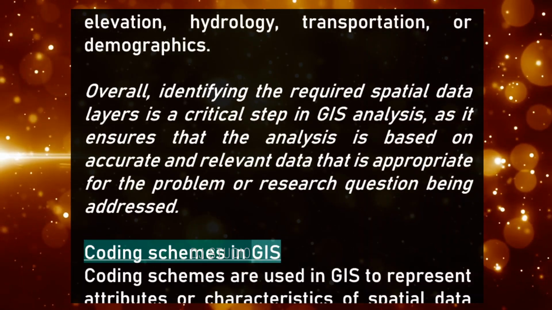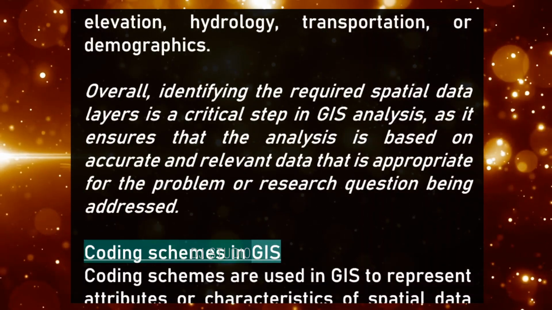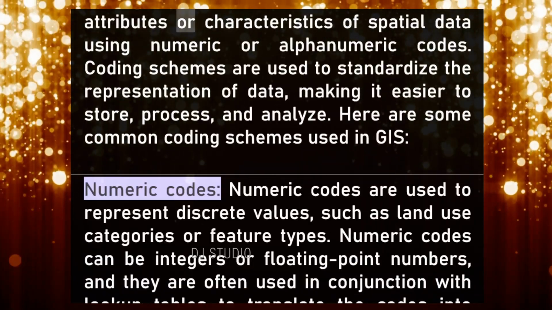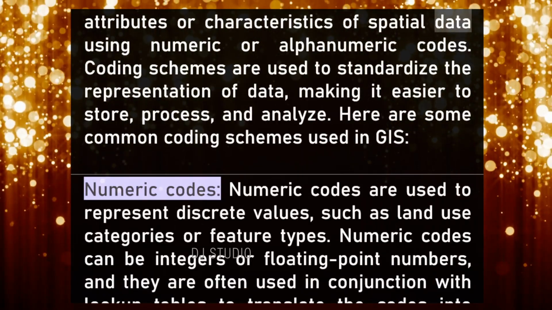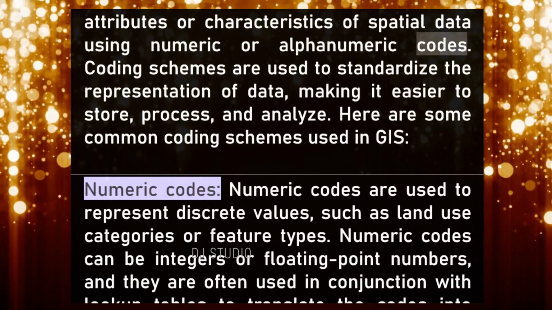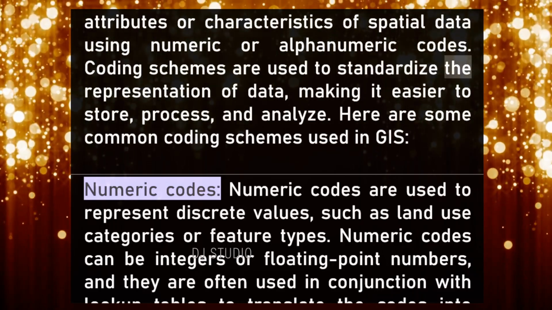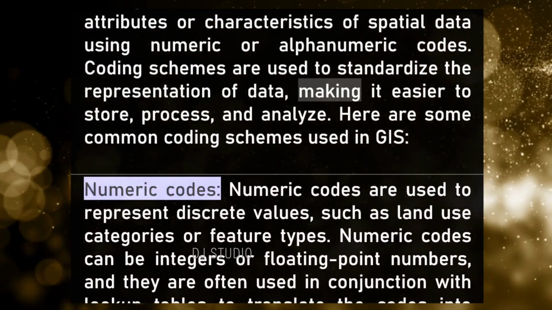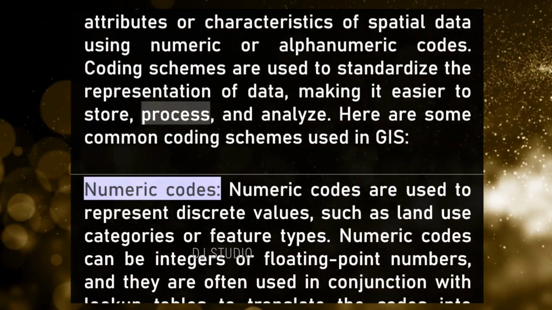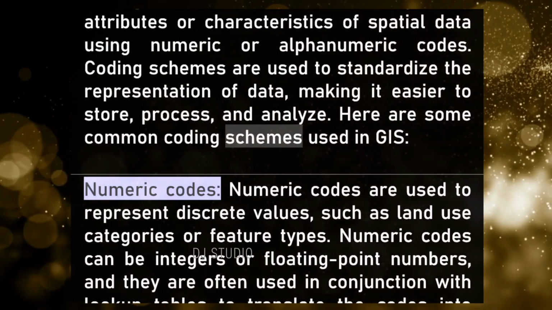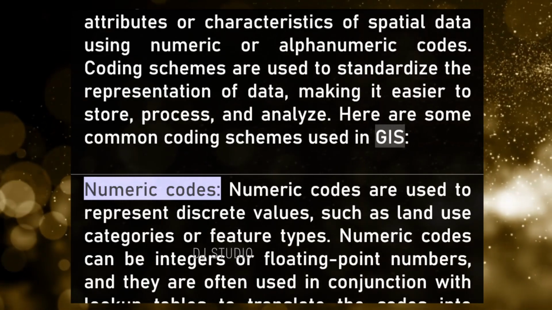Coding schemes in GIS. Coding schemes are used in GIS to represent attributes or characteristics of spatial data using numeric or alphanumeric codes. Coding schemes are used to standardize the representation of data, making it easier to store, process, and analyze. Here are some common coding schemes used in GIS.